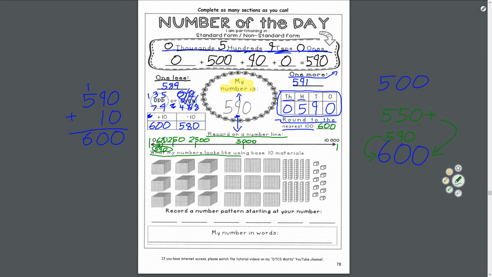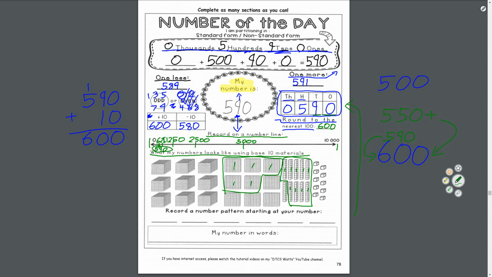What my numbers look like using base 10 materials. So once again, we'll use our place value chart to help us. So 0 thousands, that means we don't even touch it. 500s, 1, 2, 3, 4, 5, put a bubble on it. It's 500. How many tens? 9 tens. 1, 2, 3, 4, 5, 6, 7, 8, 9, bubble. All of them except for 1. And 0 ones, so we don't touch it.